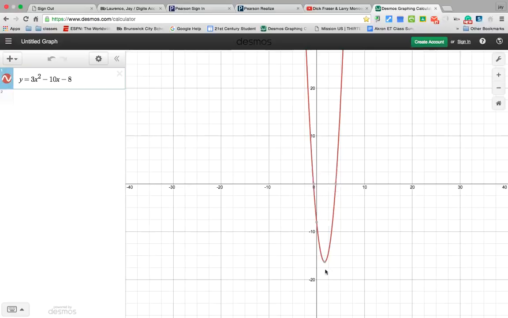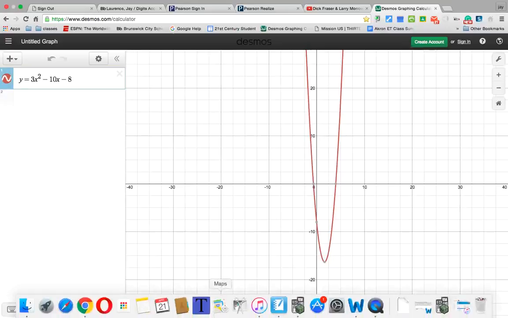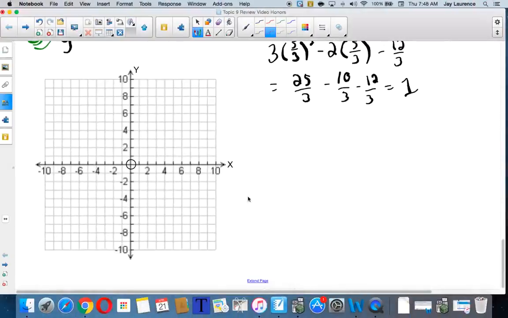My axis of symmetry will be x equals 1 2/3. Another point here would be 0, negative 8. Now, if you look, that's 1 2/3, so I'd have to go 1 2/3 the other way to get to this point, right? Okay, so there we go. So there's your graphing parabolas.